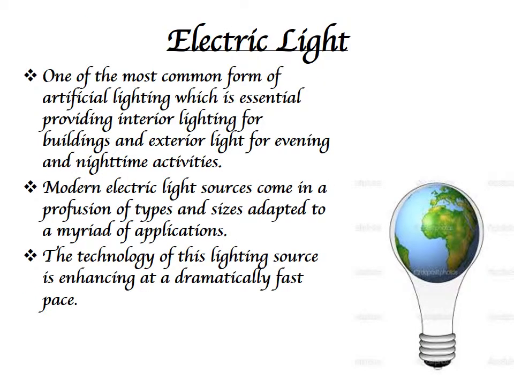Electric light, one of the most common forms of artificial lighting, is essential, providing interior lighting for buildings and exterior light for evening and nighttime activities. Modern electric light sources come in a profusion of types and sizes adapted to a myriad of applications. The technology of this lighting source is advancing at a dramatically fast pace.